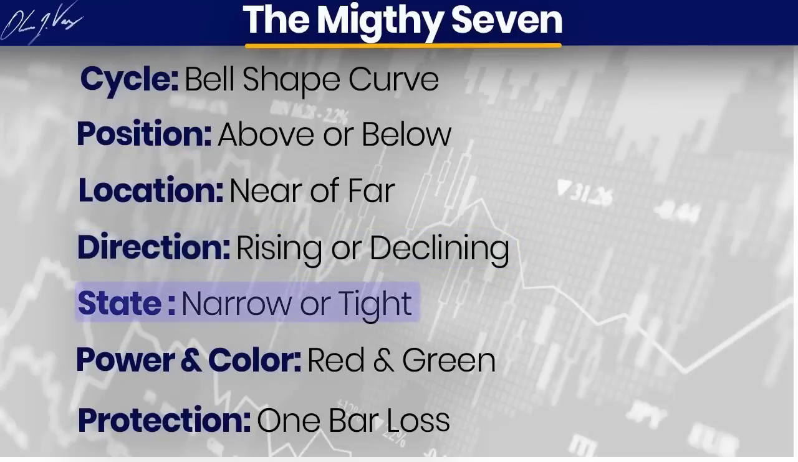What state is it in? Is it in a narrow state, tight state, or wide state? I should have wide there. Narrow, tight, or wide. And we need to cover my power and color concept. This is a power concept and a color concept. Again, I'm just mentioning them. We're going to go over them in detail in just a bit. And then, of course, we need a protection concept, which is my 1 bar loss concept.